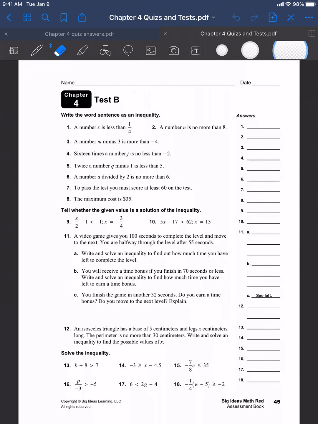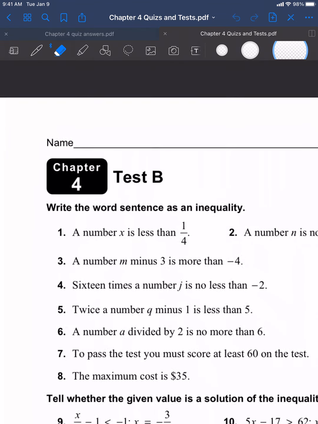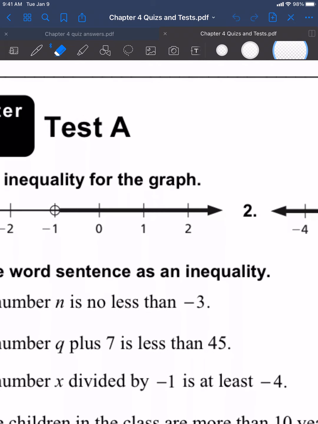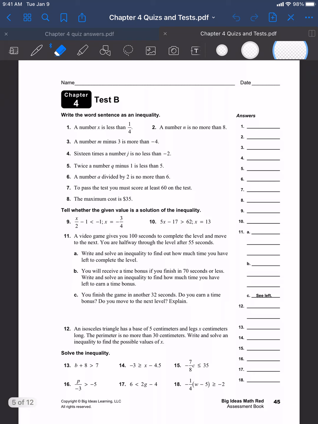All right, we are going to do Chapter Test B to review for our Chapter 4 test tomorrow. The Chapter 4 test will be Test A. Test A and Test B are very similar to one another, so this should be a great review for you. Please watch this video. You do not need to upload anything. You just need to watch it and make sure you are prepared for the test tomorrow. All right, you ready, guys? Let's do it.